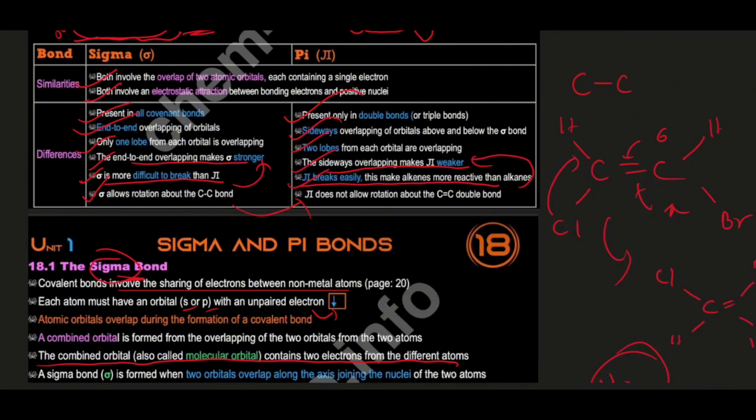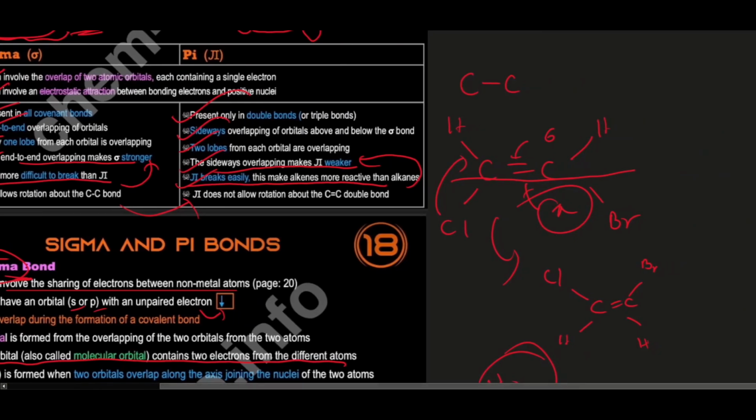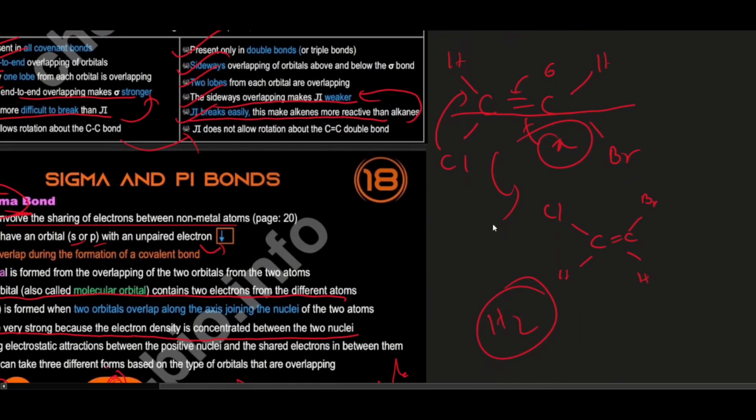Am I clear what I'm trying to say? Like Cl and Br won't go up and H won't go down. There is a restriction in the rotation of this bond due to the presence of the pi bond. Am I clear what I'm trying to say? Like the orientation of the molecule won't change. Look here, the orientation changed, isn't it?